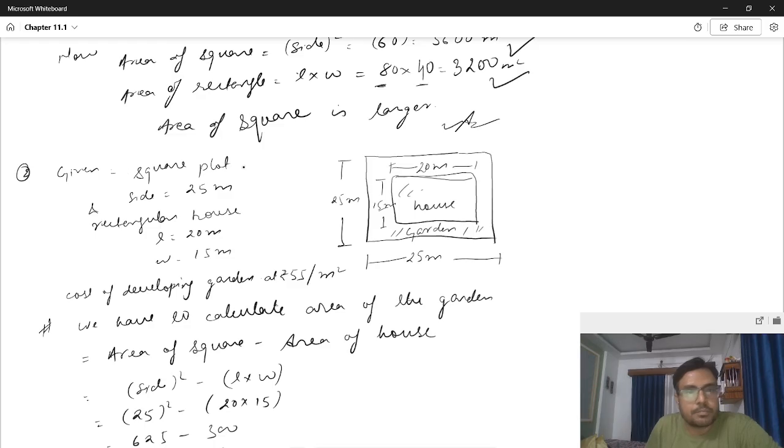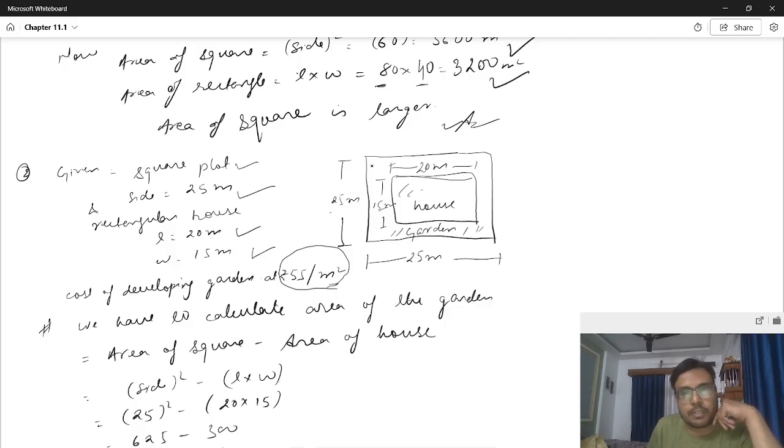Now what is given? The plot is a square, so first of all, the side is 25 meters here, and the rectangular house has length 20 meters and width 15 meters. The cost of developing the garden is rupees 55 per square meter. So this will be required later. Before proceeding forward, we have to calculate the area of the garden. If you know the area of the garden, then you will multiply it with the rate of developing and you will get the total cost.